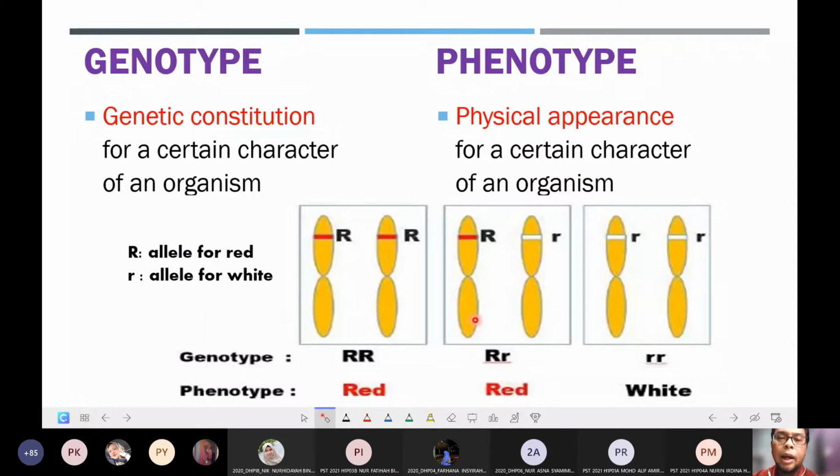So what if the individual plant has this capital R and also the small letter r alleles, the dominant allele and the recessive allele together in a heterozygous condition? So the genotype will be capital R and small letter r. Okay, showing a heterozygous condition, and red color will be the phenotype, due to this dominant allele over here, the capital R. Meanwhile, if this individual plant has two small letter r alleles, we can see that the genotype will be small r and small r, the recessive homozygous condition, and the phenotype will be white. Okay, because there is no capital R allele, there is no dominant allele, so the recessive allele will be able to show its characteristic of white color. Okay, so please differentiate between the genotype and the phenotype.